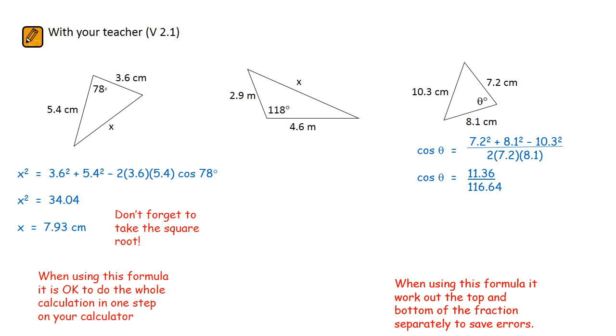Once you've got your value for cos theta, of course we have to use the inverse cos to find out the angle that's got a cos value, in this case, of 0.09739. Final answer, 84 degrees and 24 minutes.